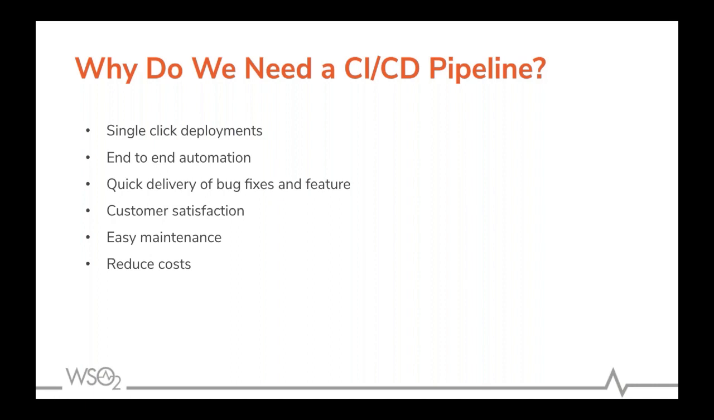Also, since all the tasks are automated before deploying into environments, it is easy to push any bug fixes or deliver new features faster. So talking about customer satisfaction, due to the automation and the fast update delivery mechanism in the pipeline, the customer satisfaction would be higher. Also, the maintenance overhead is smaller since there is less human interaction in the pipeline. This would result in less cost as well.